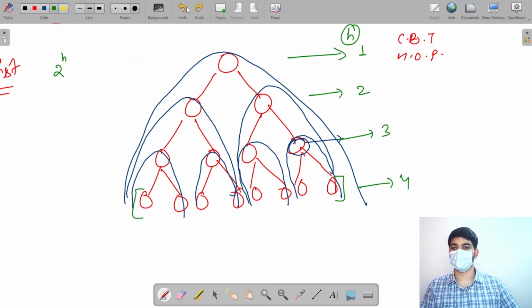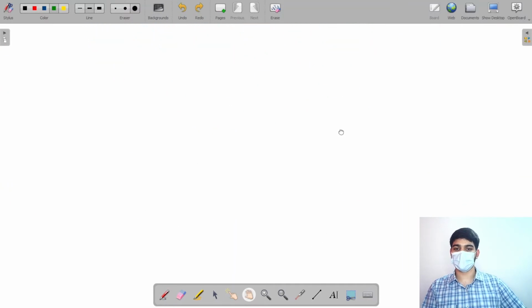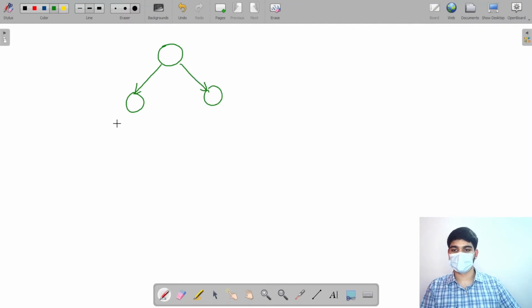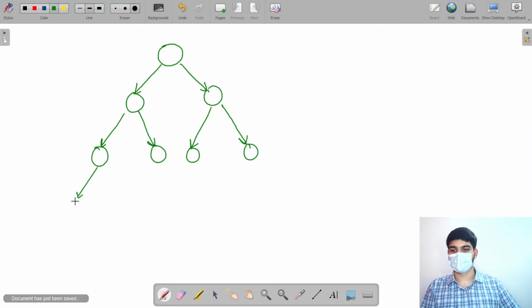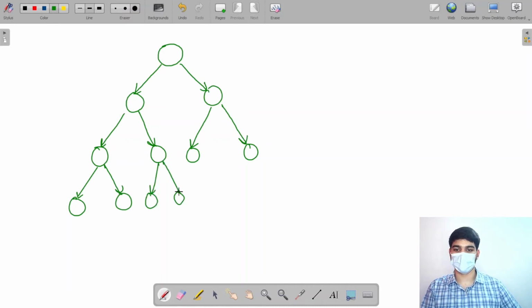Let's verify it with the rest of them, right? So what I'm going to do is first create a much clearer tree, right? So let's suppose I have this, then this, then this, and then this, and this, then this, and this, and these. All right. Okay. So this is our complete binary tree, which is a heap, right?